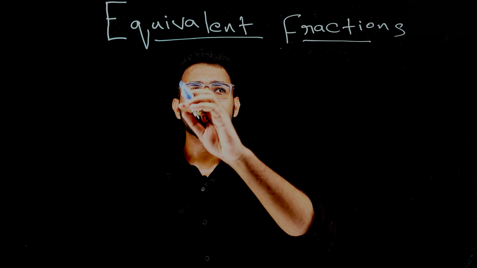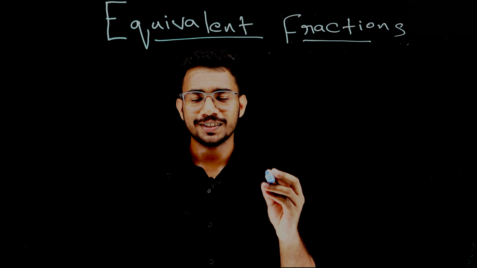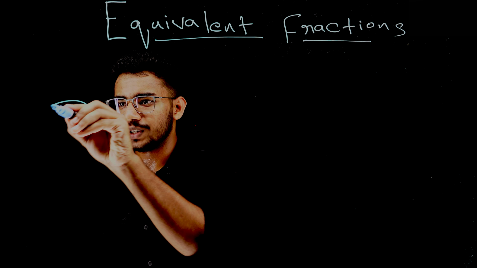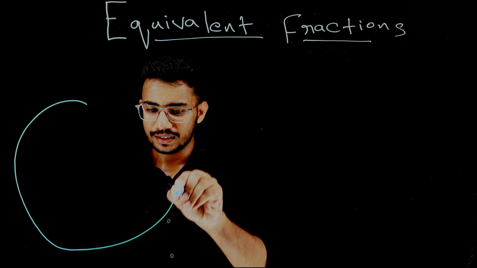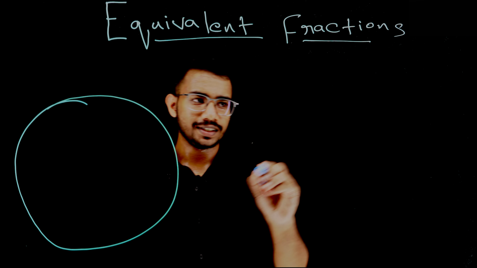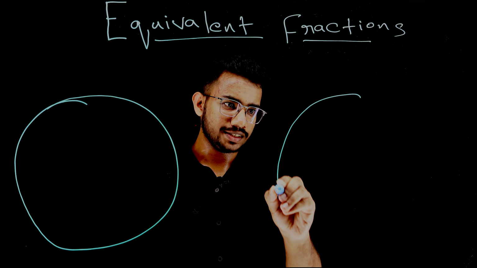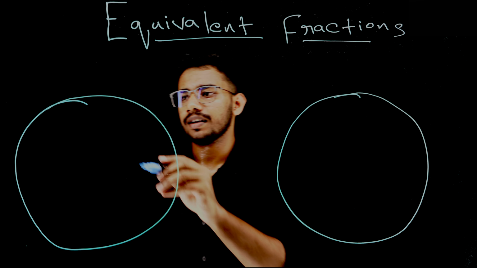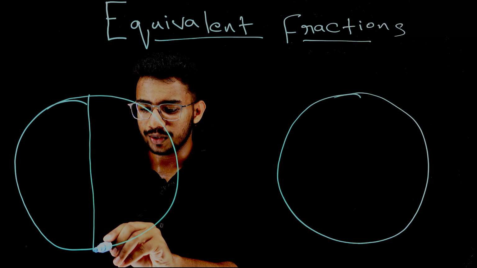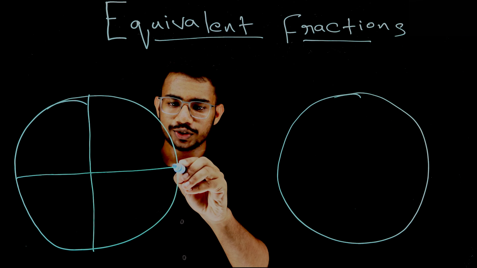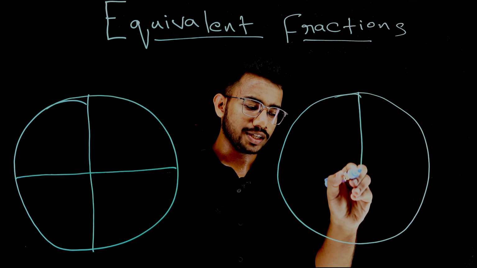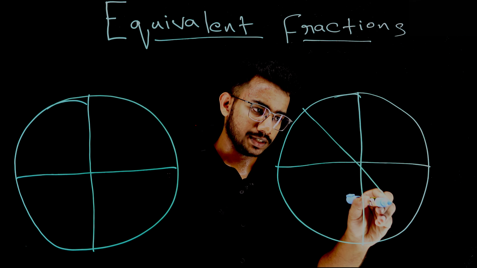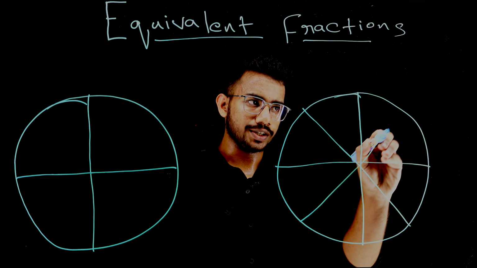Today it's all about equivalent fractions, and let's start the discussion by considering a small example. Let's say I'm having two cakes, and this being the first one and this being the second one, and they are both identical, and I am dividing the first cake into 4 equal portions, and I'm dividing the second cake into 8 equal portions.